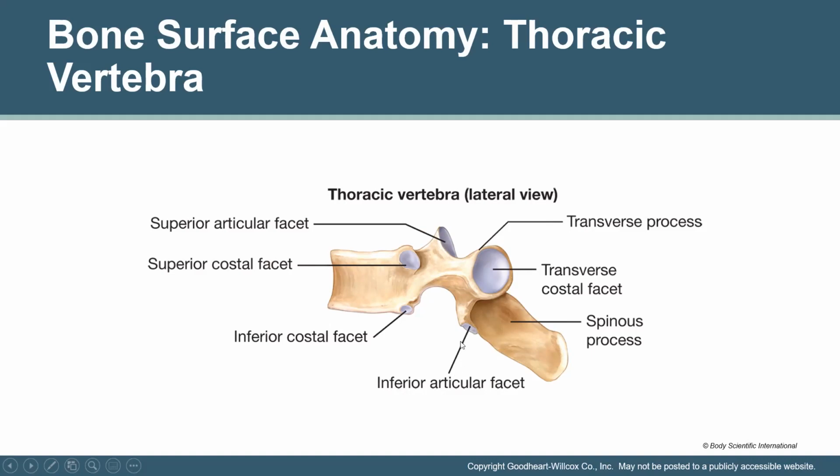Also, we see what's called an inferior articular facet. The facet, again, is a small, smooth articular surface. We're also going to have a superior articular facet. So inferior and superior, that's going to tell us where we're at on the bone itself. Articular tells us it's articulating with something else. And then again, the facet tells us that it's a different kind of surface.